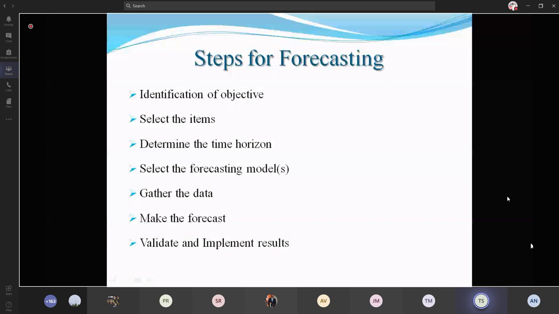Okay. So it's a general thing. Each and every firm wants to earn more revenue, so they will set the objective based on this for earning more revenue. So the organization needs to clearly state the purpose of demand forecasting before initiating the process. And the second one is select the item. They have to determine which product. If they are producing more than one product, which product's demand has to be forecast.